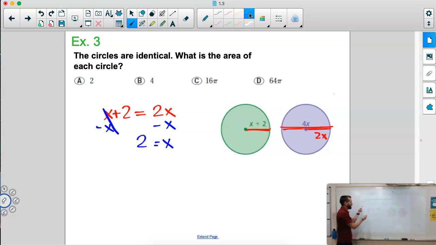Now I want to be careful. This is what students are tempted to do. They circle, oh, hey, I got it. Hey, x equals 2. There's my answer. But that's not what they want at all. They don't want what x is. They want what is the area of the circle.